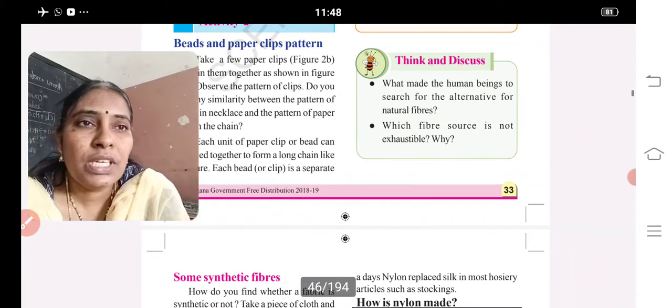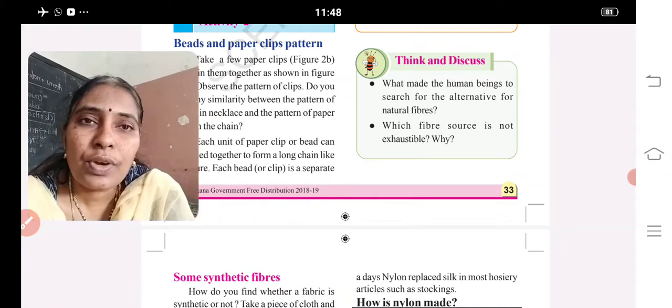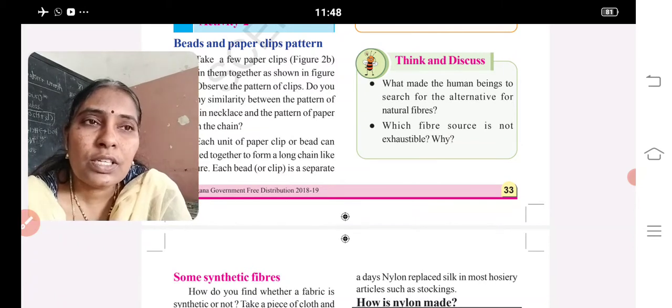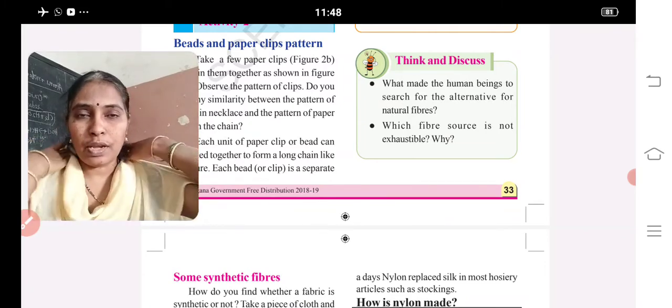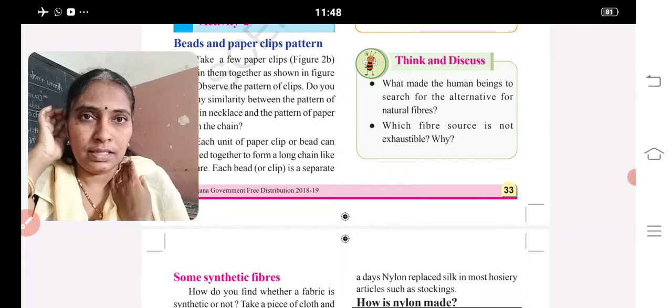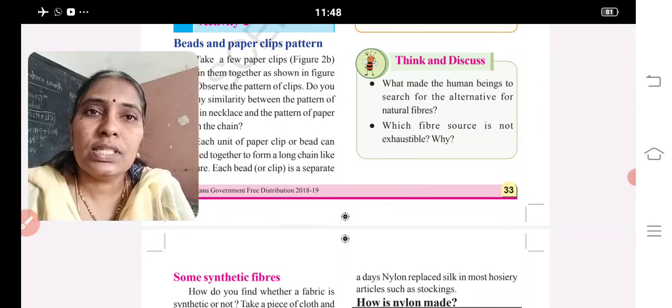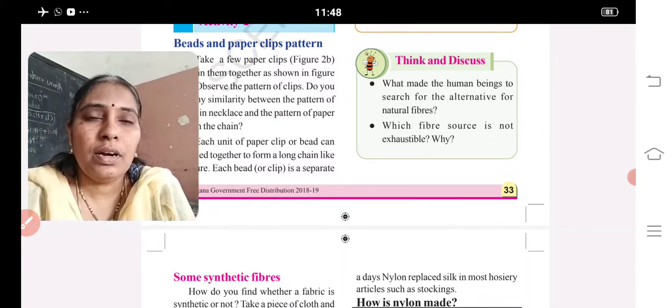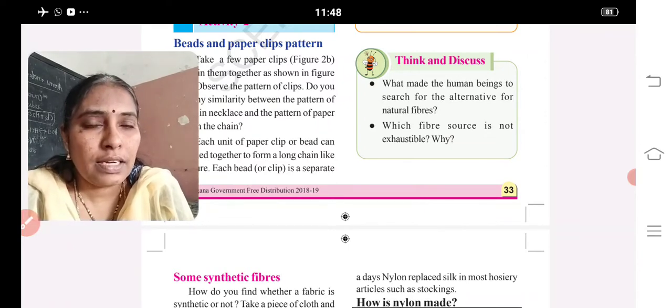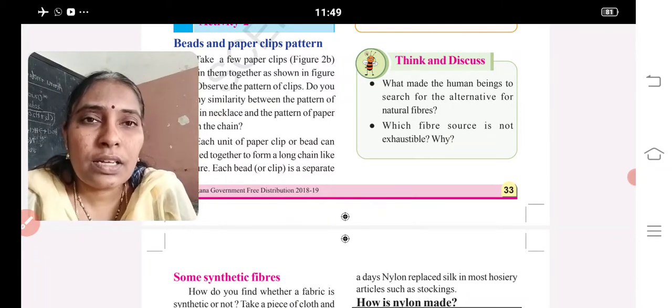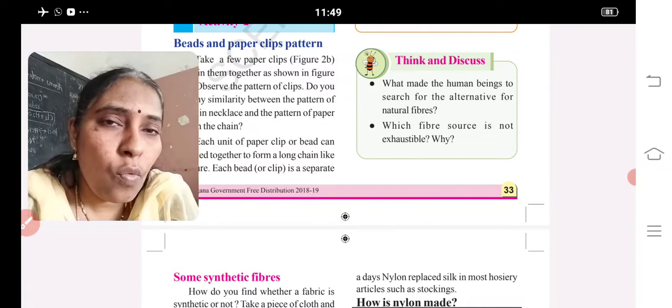What made human beings search for an alternative to natural fibers? Why are we preferring to use synthetic fiber? Because the population increased and the natural fiber production is very less. So all these reasons make us use synthetic fiber: good varieties, different colors, easily available, less maintenance, cheap cost. All this makes us use synthetic fibers.